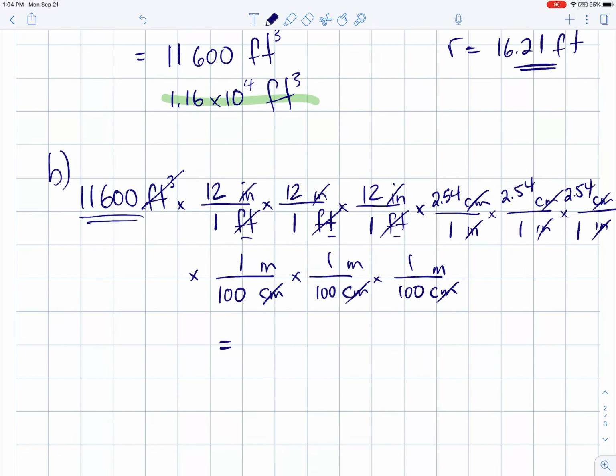Because the original number then had 3 significant digits, I'm going to keep 3 significant digits in this answer, and I'll write 328 cubic meters is my final answer there. So that's how your work should be shown to convert the cubic feet to cubic meters using unit multipliers.